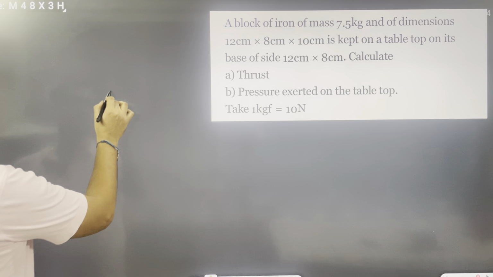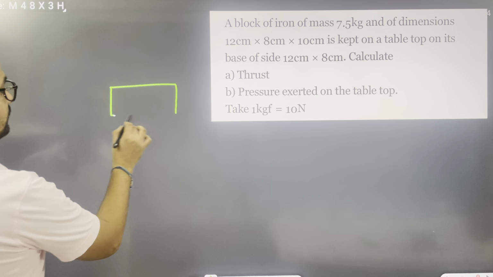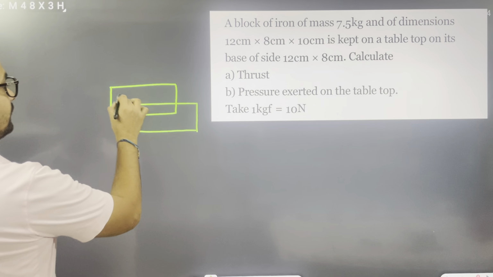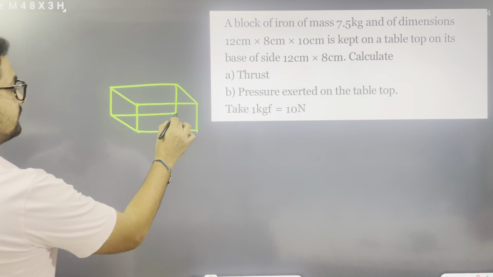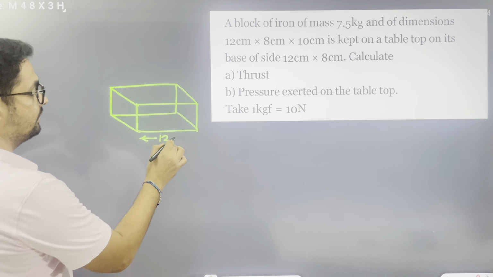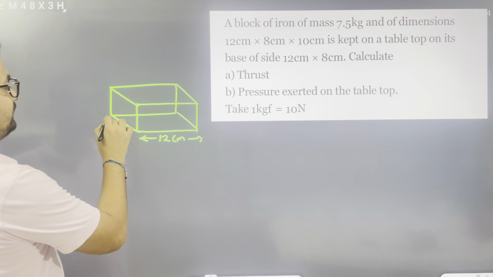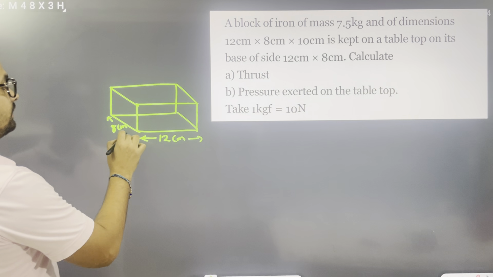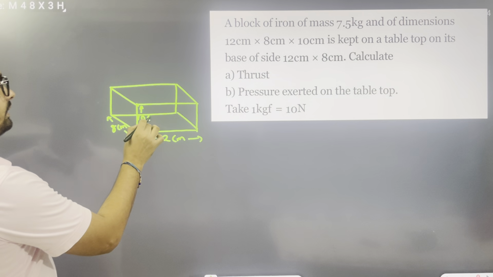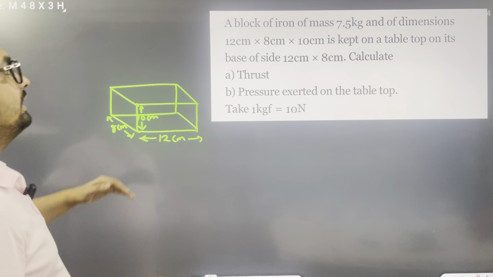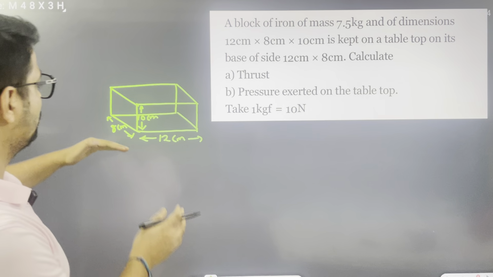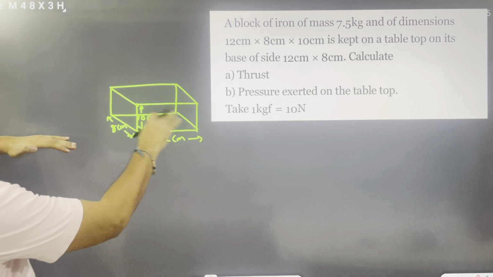So here, this is the block. Here length of the block is given 12 centimeter. This width of the block is 8 centimeter. And the height of the block it is given 10 centimeter. Here, this block is on the base side of 12 centimeter into 8 centimeter. That's why I kept like this, 12 centimeter, 8 centimeter is the base area.